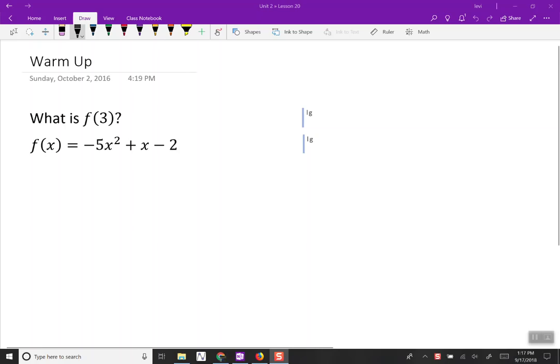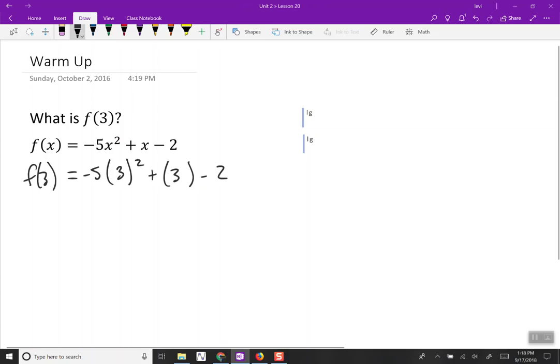This is lesson 20, and the warm-up for lesson 20 is a functions review. We want to know the value of our function when x is 3. That means we're just going to substitute in a 3 for our x. So this would be f of 3 equals negative 5 times 3 squared plus 3 minus 2.